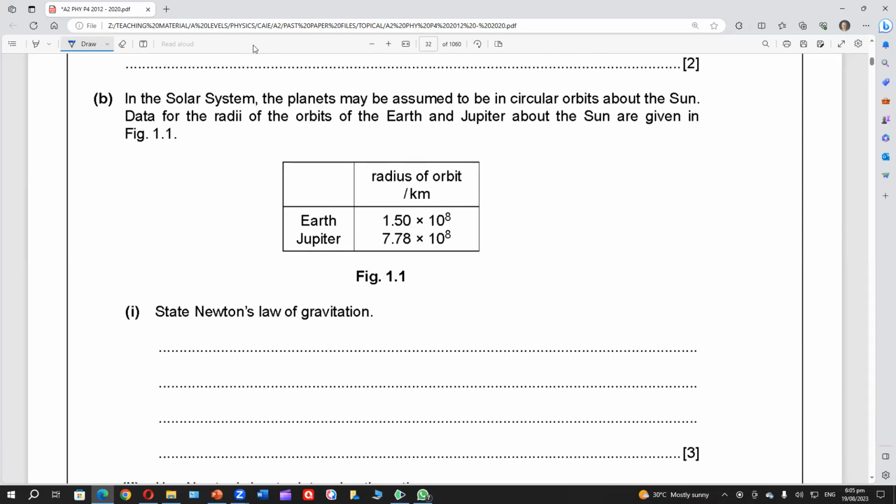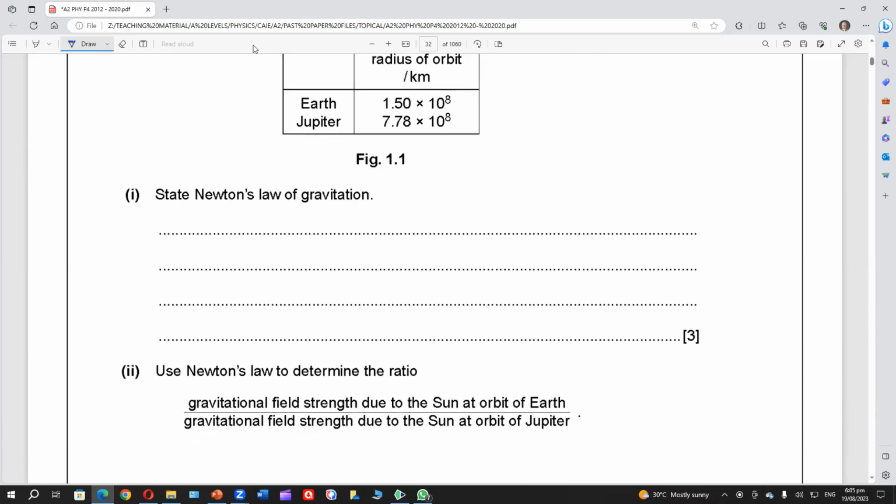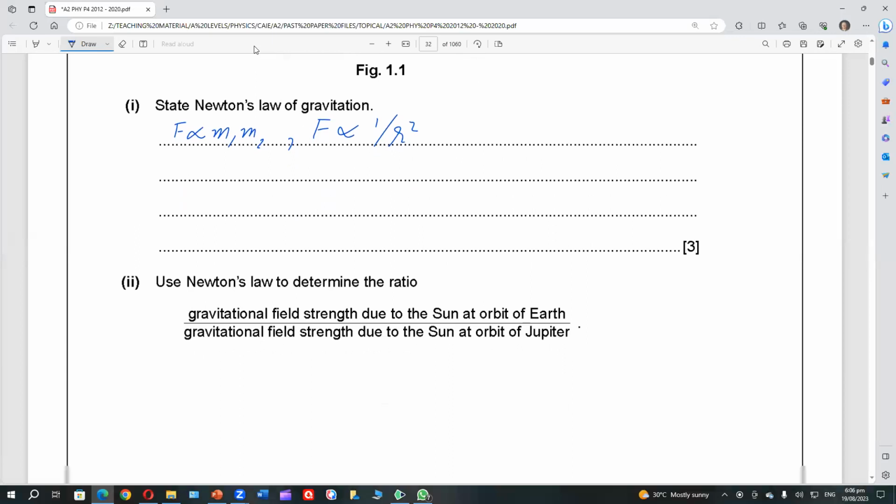So we can orally recall it. What is Newton's law of gravitation? Newton suggested two main concepts. Force is directly proportional to the product of the masses, and force is inversely proportional to the square of the separation. Newton suggested that the force of attraction between two point masses is directly proportional to the product of their masses and inversely proportional to the square of the separation between the masses.